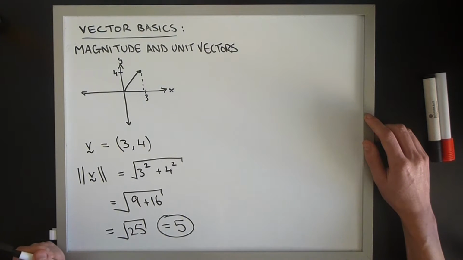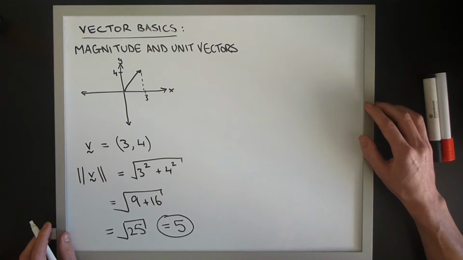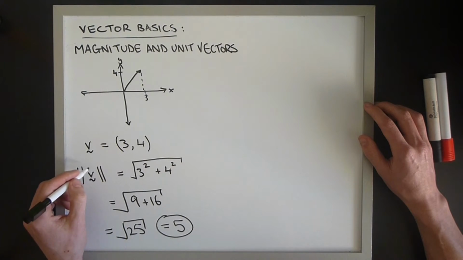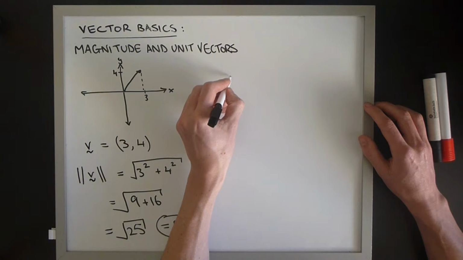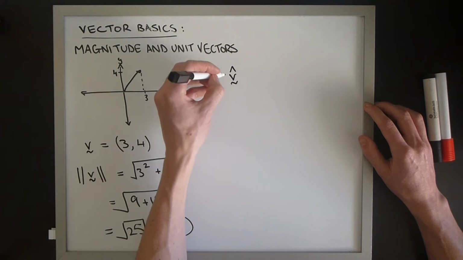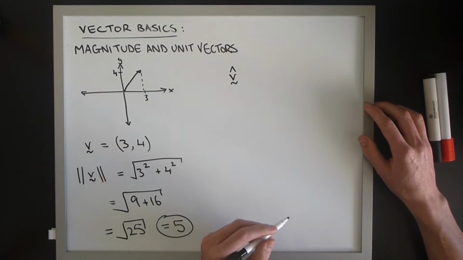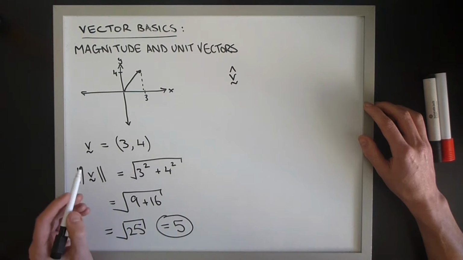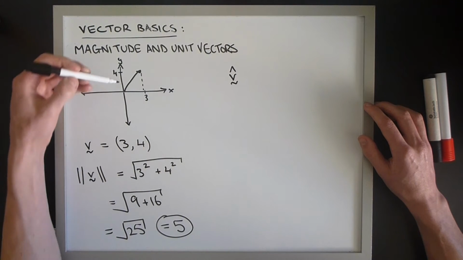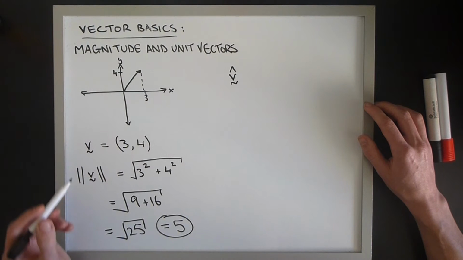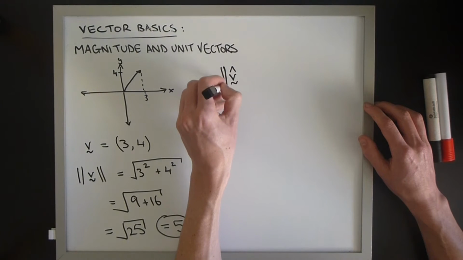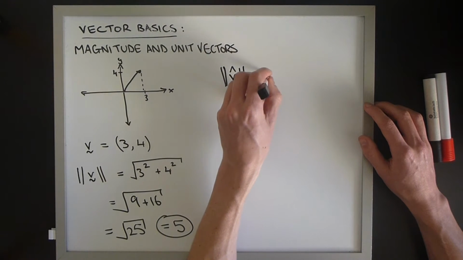Unit vectors. The unit vector is denoted by a hat on top of the vector. So the unit vector v is parallel to vector v, which means it lies along the same line. However, a unit vector has a magnitude of 1.